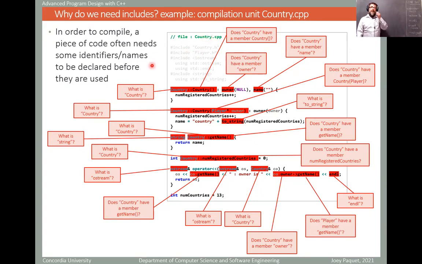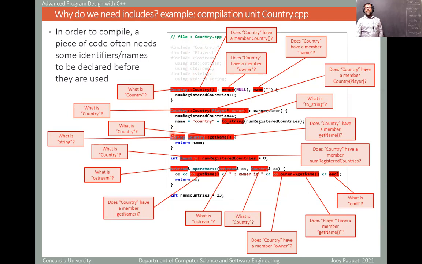Okay, so what's happening here? First of all, why do we need includes? Let's say you have the country.cpp file here, which we saw before. So you have this here, my function named country that belongs to something named country. Now, country is not something that is defined yet. So let's assume we don't include anything yet. Okay. And then you compile this, the compiler will say, what is country?